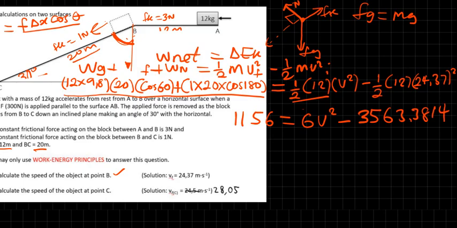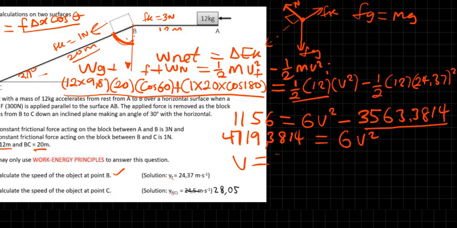63.3814. So now we have to transpose this to the other side, and then we shall have 4719.3814, which is equal to 6 V squared. So now all we have to do is to divide by 6 on both sides and take the square root of our answer to get our V, which is equal to 28.5, rounded to 2 decimal places, meters per second.